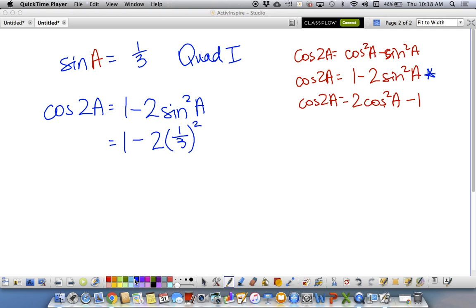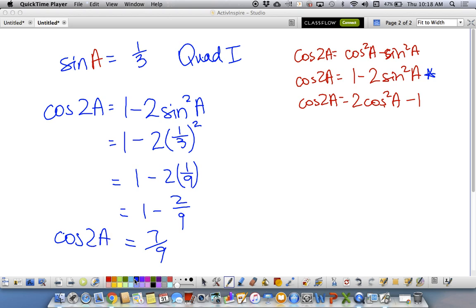Okay. So now, the hardest part, after you figure out the formula, is do I remember PEMDAS? Do I subtract first? Do I multiply? Do I do exponents? So we need to do exponents. What's 1/3 squared? 1/9 times 2 is 2/9. What's 1 minus 2/9? 7/9. Cosine 2a equals 7/9.